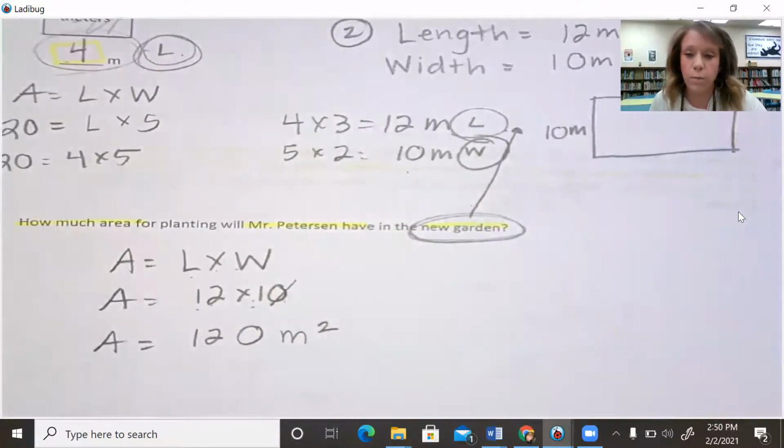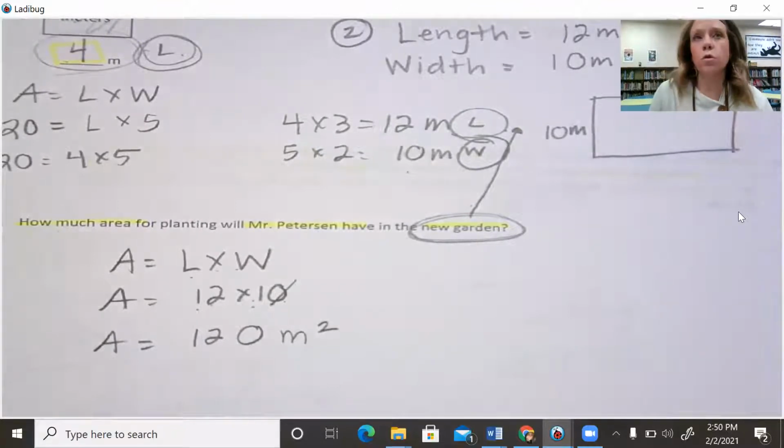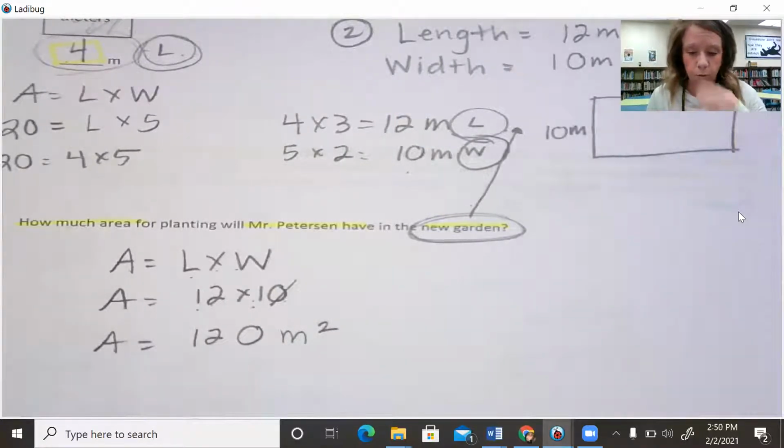Because remember, area is always measured in square units. So it's either feet squared, meters squared, centimeters squared. If you don't have anything, you could just say units squared. But this time they did tell us that it was meters.